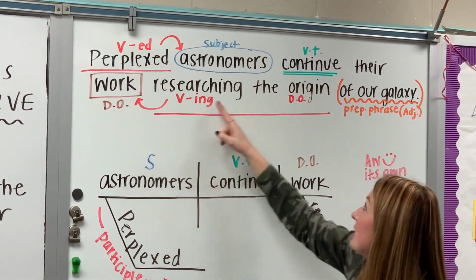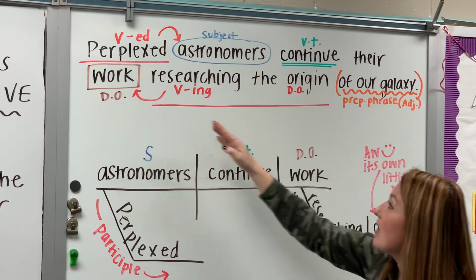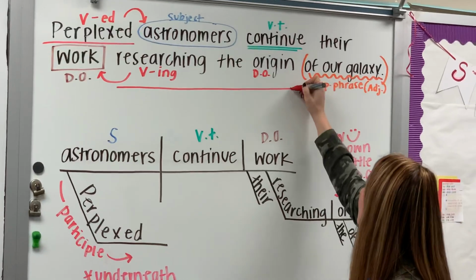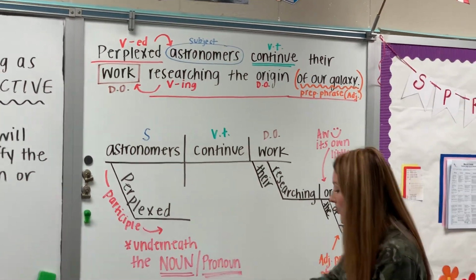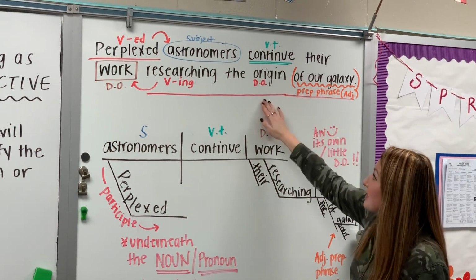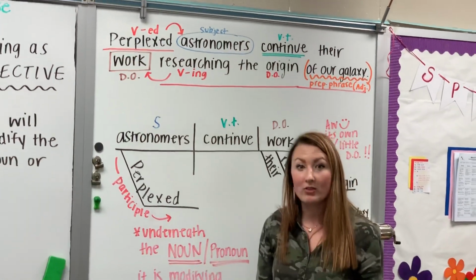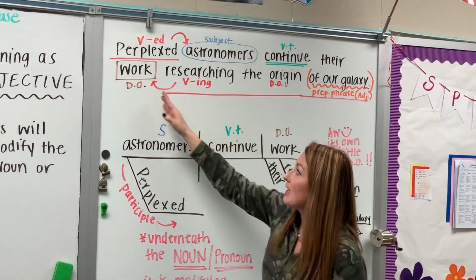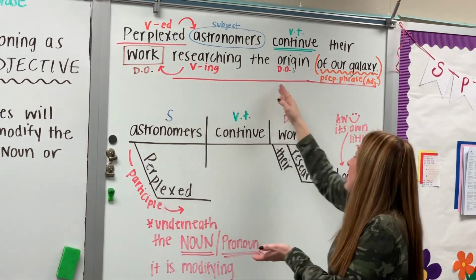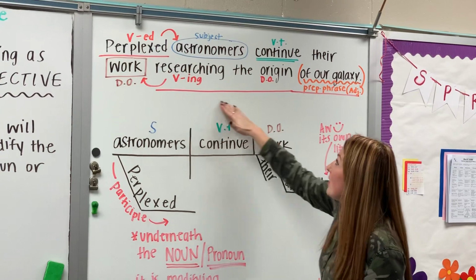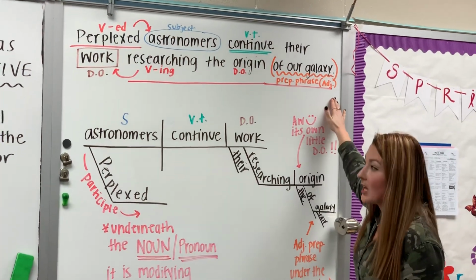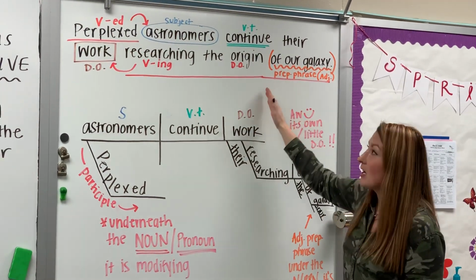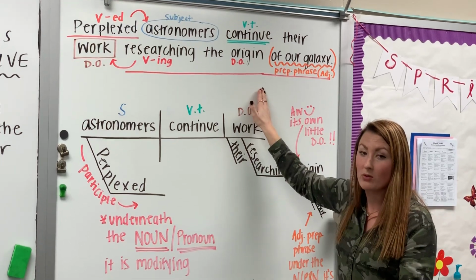Then right here, we have researching the origin of our galaxy. This whole thing, including our prepositional phrase, and just to make it super clear, let's continue our red line. This prepositional phrase is inside our participle, research. Can you do research on a computer? Yes, you can. So that is a verb ending in ing. And what is it modifying? It's the kind of work. Which work? The work researching the origin of our galaxy. So all of this is our participial phrase. If it's just one word, it's called a participle. If it has other modifiers inside of it, it's called a participial phrase. And you would have gotten that from that Google slideshow.